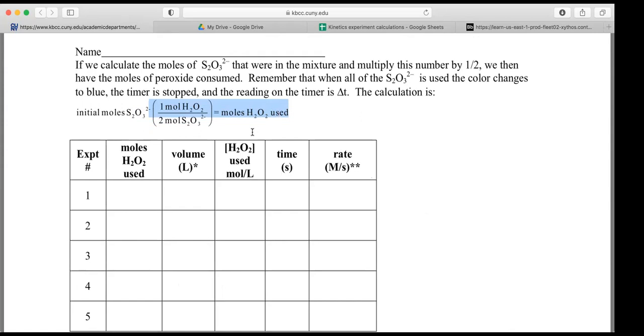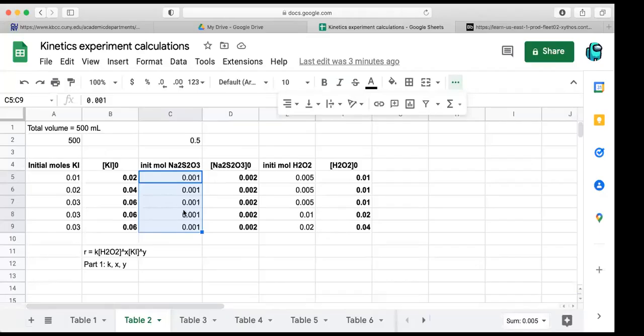Now keep in mind that the number of moles of thiosulfate are the initial moles of thiosulfate. Okay, so I'm going to put that there. Initial moles of thiosulfate, it's the same every time, right? We kept that constant, 0.001. So that means the moles of H2O2 that react or are used is going to be the same every time, because it's just the initial moles of S2O3 times 1/2.